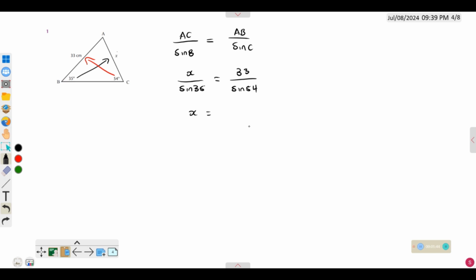So I will get x equal to 33 divided by sine 54 multiplied by sine 35. And this should give us 23.40. It's in centimeters, so we have that side as 23.40 centimeters. It's even possible to find the BC side as well. Using the sum of angles in a triangle, we'll be able to find that angle and then relate it to that side. Now moving on to our second example.